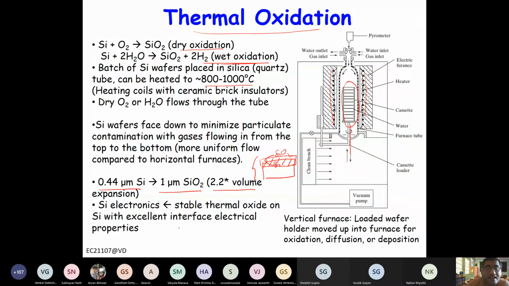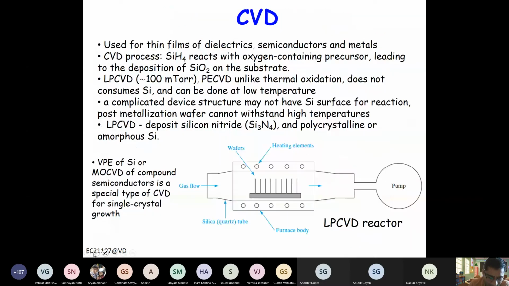Now a similar furnace can also be used for depositing oxide instead of growing oxide. Here we are growing, right? So in growing, it is taking the silicon from the substrate itself, the wafer itself. Instead of that, we can also deposit the oxide, and that is done in a process called CVD. Now CVD is chemical vapor deposition.